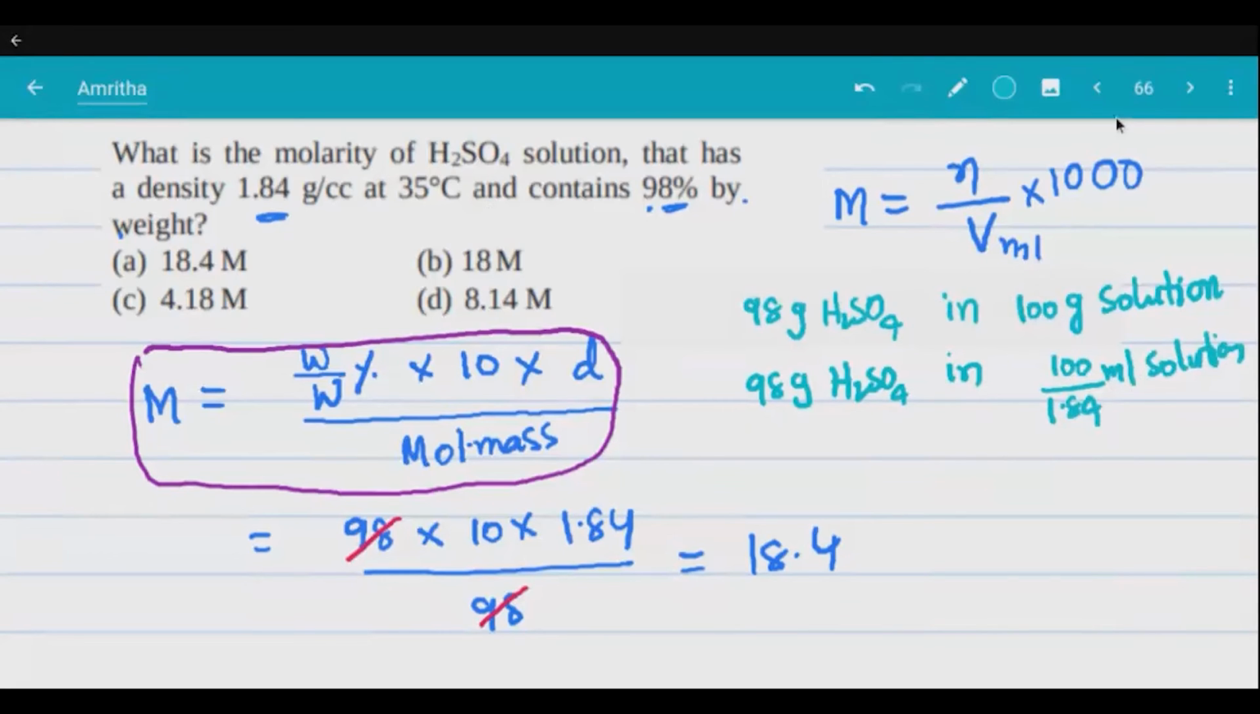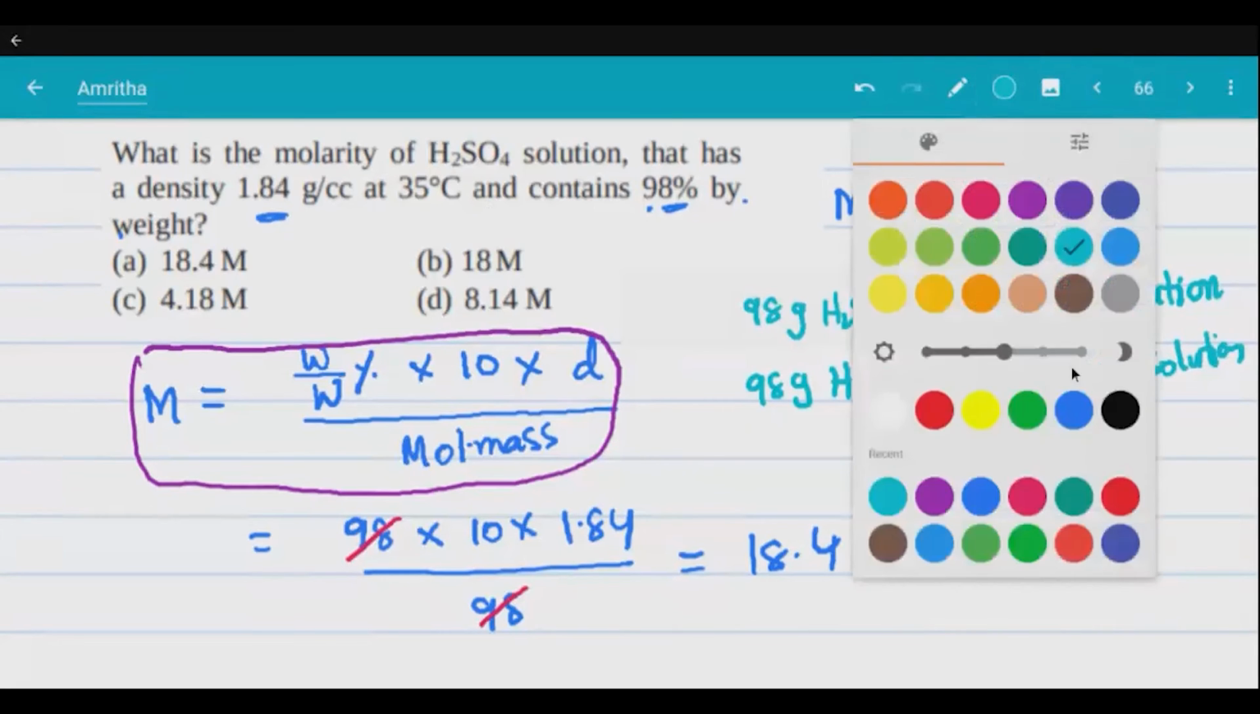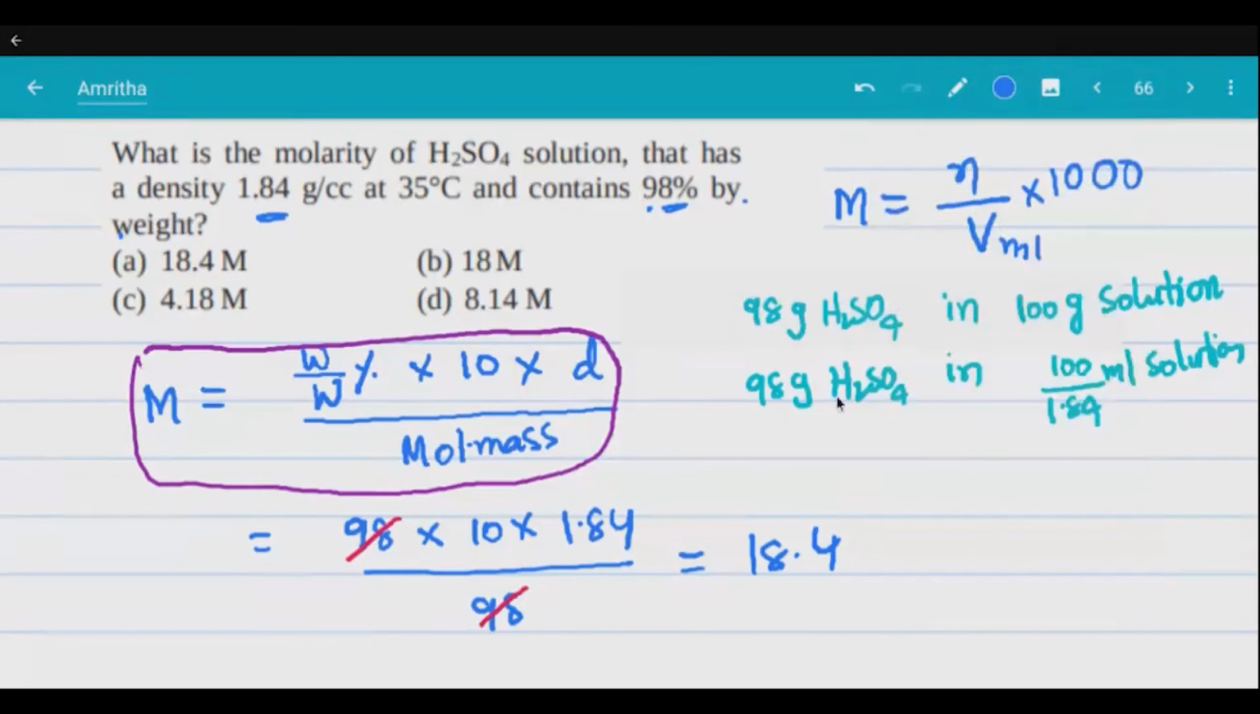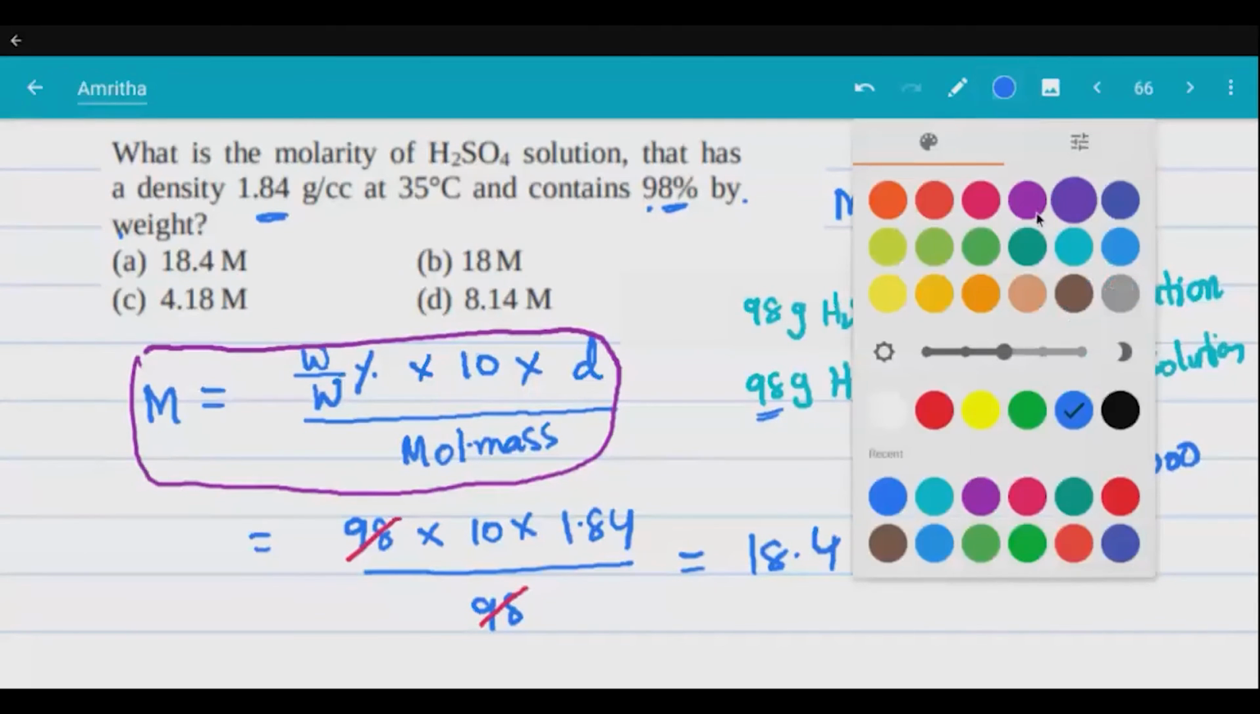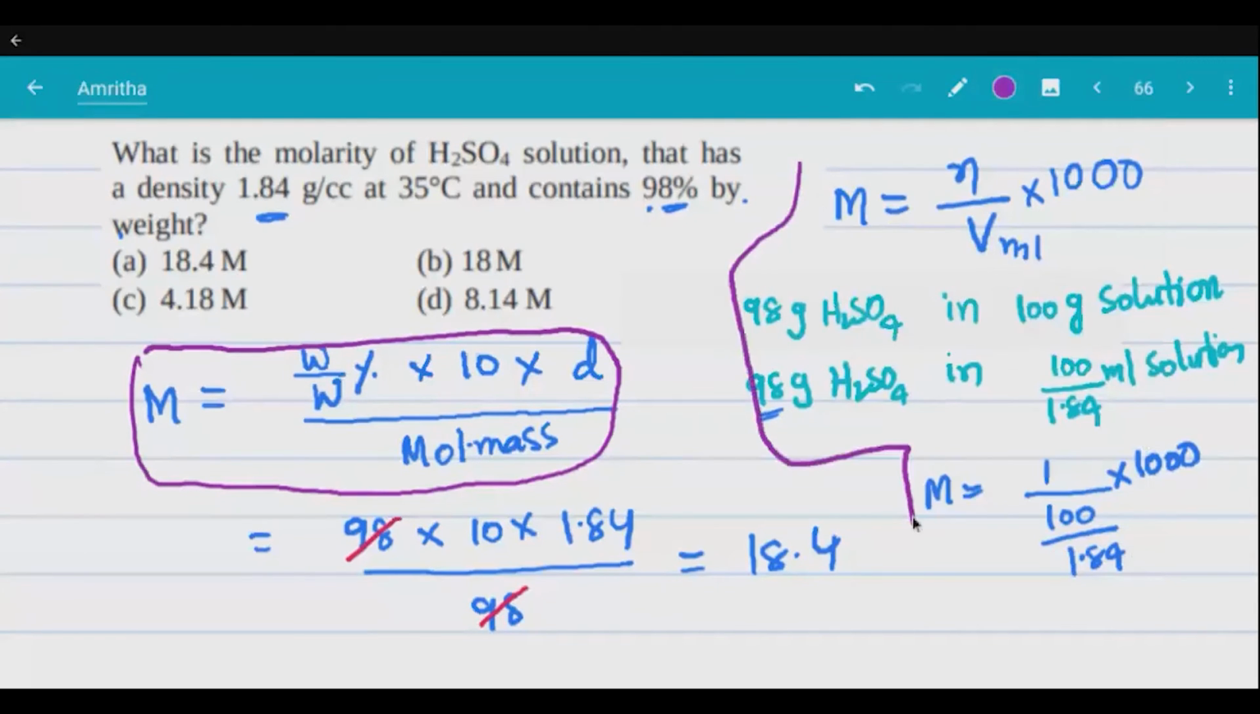Now it is very simple, right? Now you can substitute. 98 grams, how many moles is it? I'm writing 1 mole. Molarity is 1 mole by volume, which is 100 by 1.84 into 1000. So you'll get the same answer, right? Either this way you can proceed, or this way.